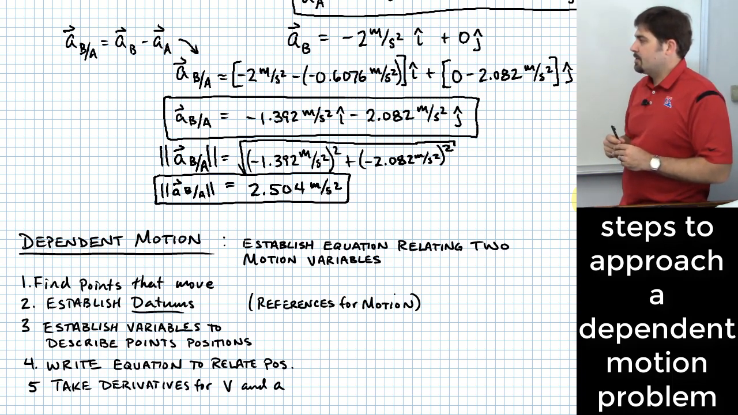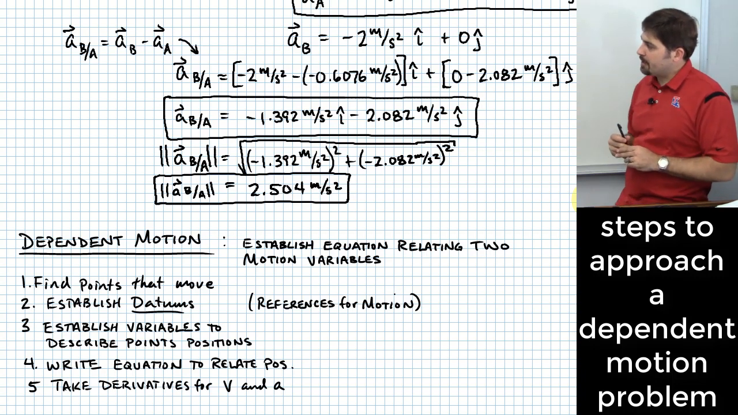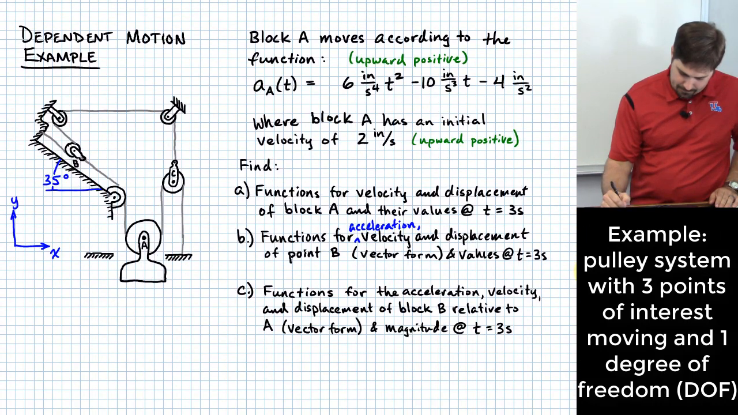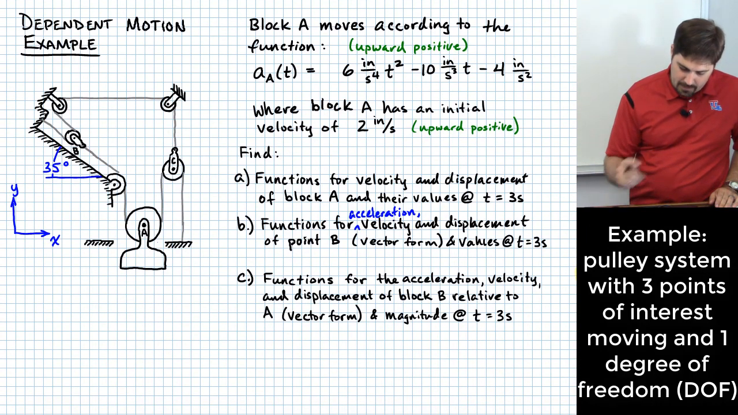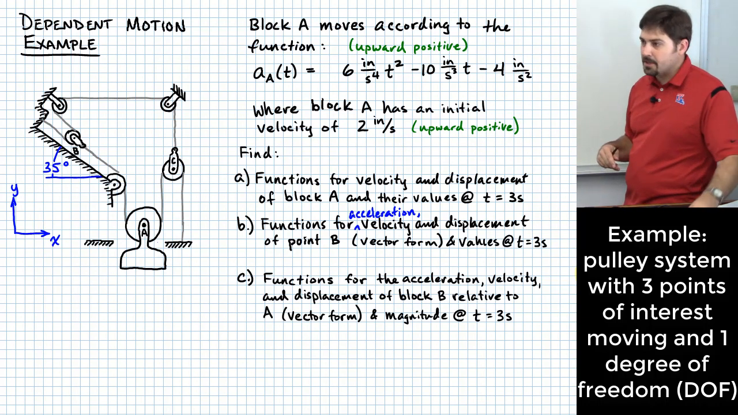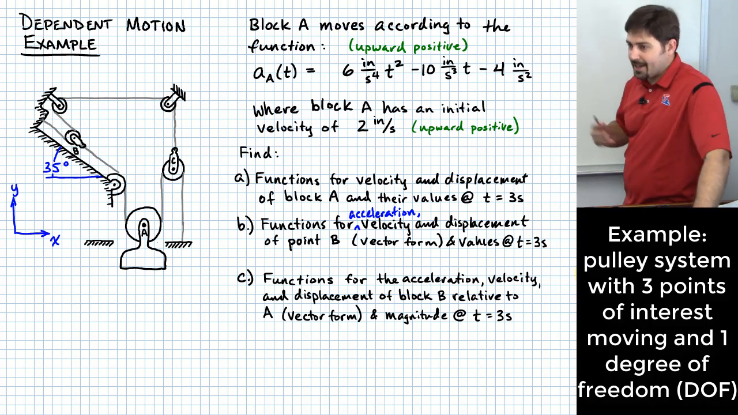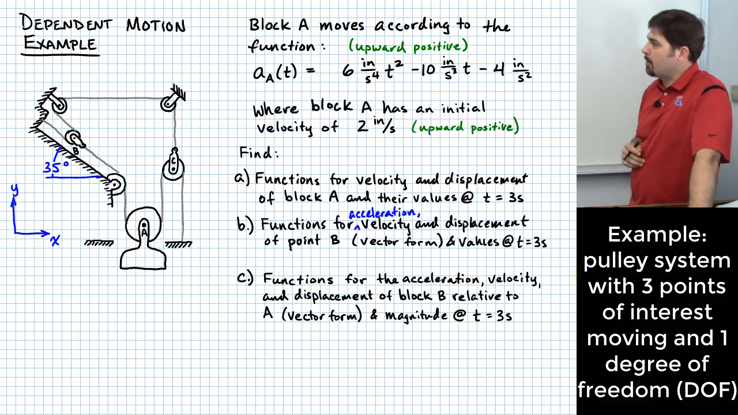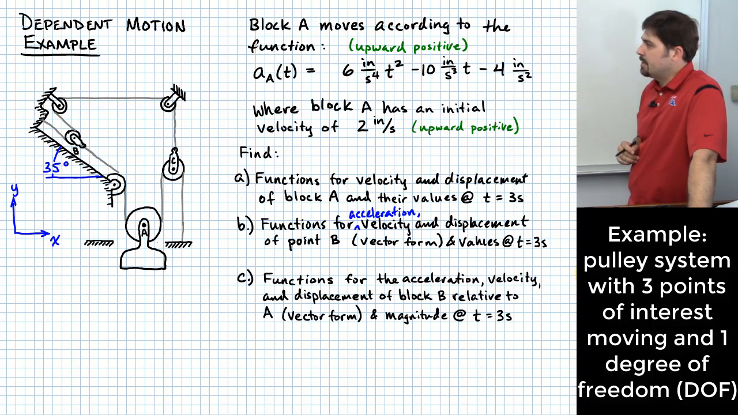Okay? So this is what we're going to do, and we're going to do it on this problem. Pulley problems are classic dependent motion problems. It's not the only thing that creates a dependent motion problem, but this is certainly a category that can create dependent motion problems. Okay? So for this problem, we know that block A moves according to this function. So let's say that this function that we are given here is actually the acceleration of block A relative to time.